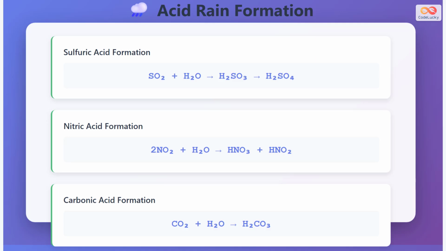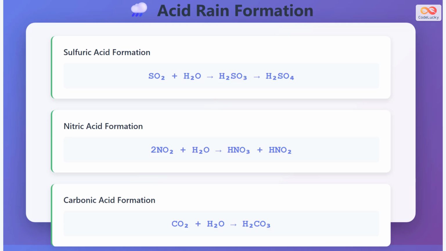Acid rain is a serious environmental problem caused by chemical reactions in the atmosphere. Let us understand how different acids form. Sulfuric acid forms when sulfur dioxide reacts with water in the atmosphere. The reaction proceeds as SO2 plus H2O yields H2SO3, which then oxidizes to form H2SO4 or sulfuric acid.